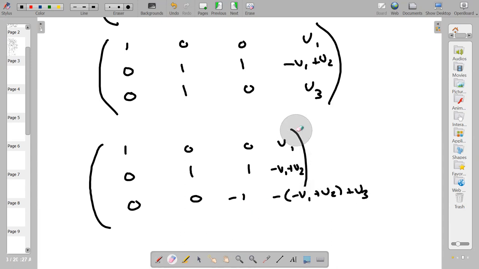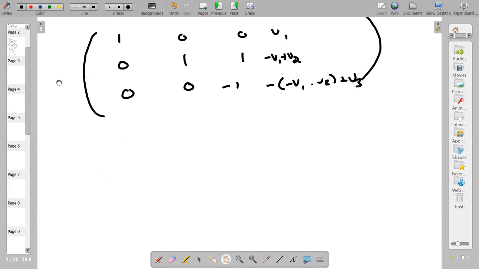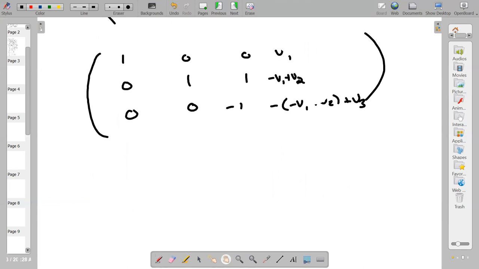It kind of looks bad, so let me do that. So we finish up. When we row reduce the matrix, it's easiest to read things off when we're dealing with the identity. We may as well row reduce the whole thing. So we get 1, 0, 0, V1.